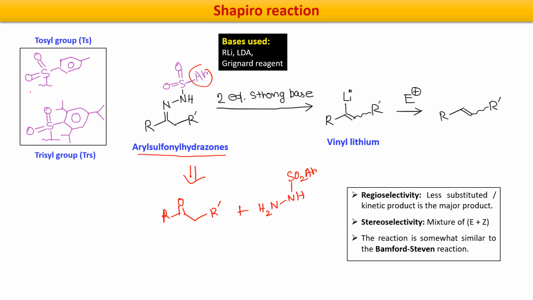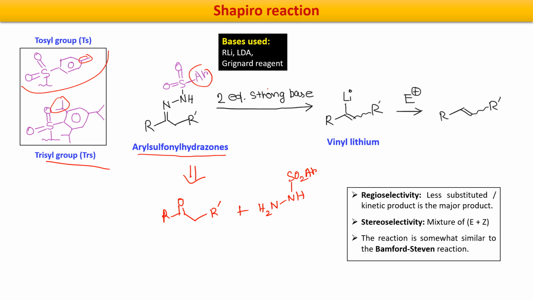We can have the tosyl group. This group we have seen in the previous reaction, which is the Bamford-Stevens reaction. But sometimes in this case, the trisyl group, where you should try to understand the difference: the tosyl has a methyl group at the 4th position, but in this case we have 3 isopropyl groups. This type of isopropyl group is helpful.